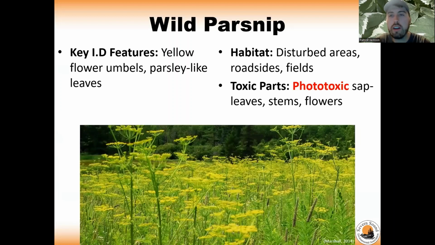Okay, and then we've got another relative in the carrot family, wild parsnip. So again, this one is phototoxic, just like its cousin, giant hogweed. This one is easier to separate out because it has a yellow flower. It's much smaller than giant hogweed. I've seen it around 6 feet tall. But the leaves are similar to parsley. So if you're familiar with parsley, I'll show you the leaves in a second here.